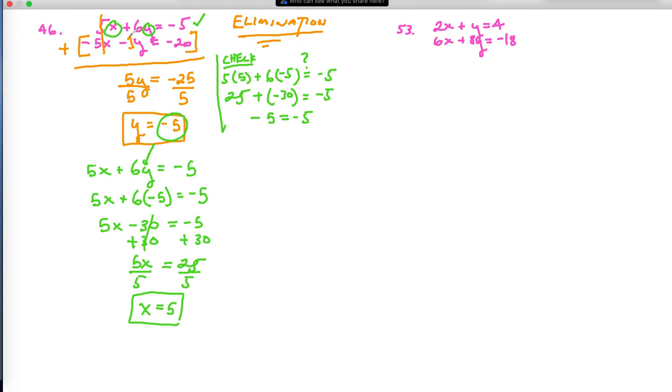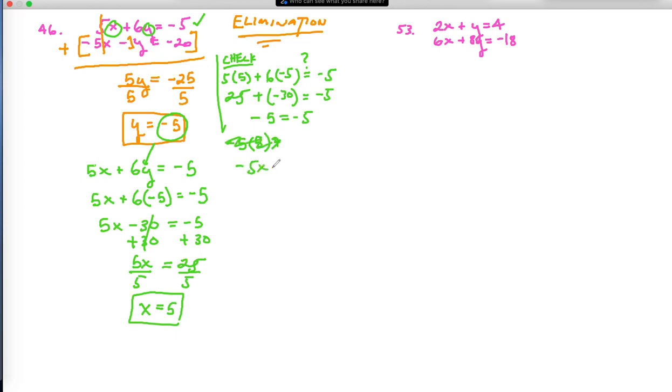Now I have to check to see if it works for the bottom equation. So let's see if it works for the bottom equation. 5 times, instead of writing x, I write 5 plus, what's the equation? You want to be careful.